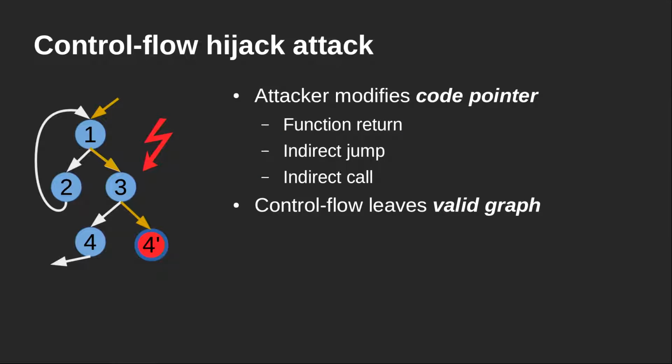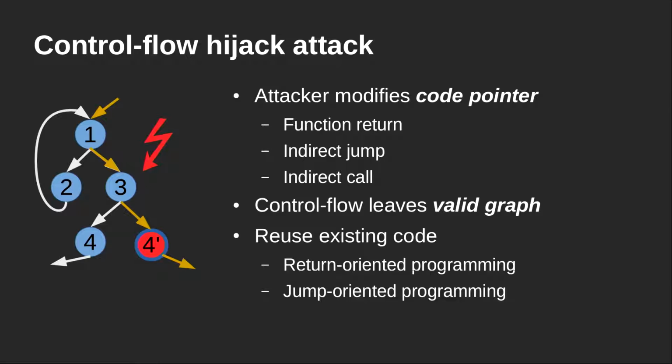So after modifying such a code pointer through one of the earlier mentioned memory corruption vulnerabilities, the control flow leaves the valid control flow graph and starts executing new instructions at a different location, basically leaving the valid control flow graph. And the attacker can then reuse different parts of existing code that are in the execution image of the process, and either through return instructions, when it is called return-oriented programming, or through indirect jump or indirect call instructions when it is called jump-oriented programming.